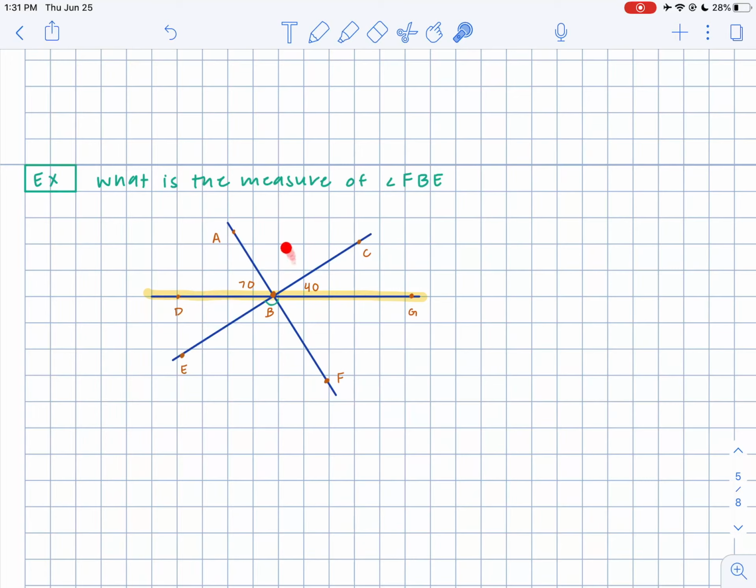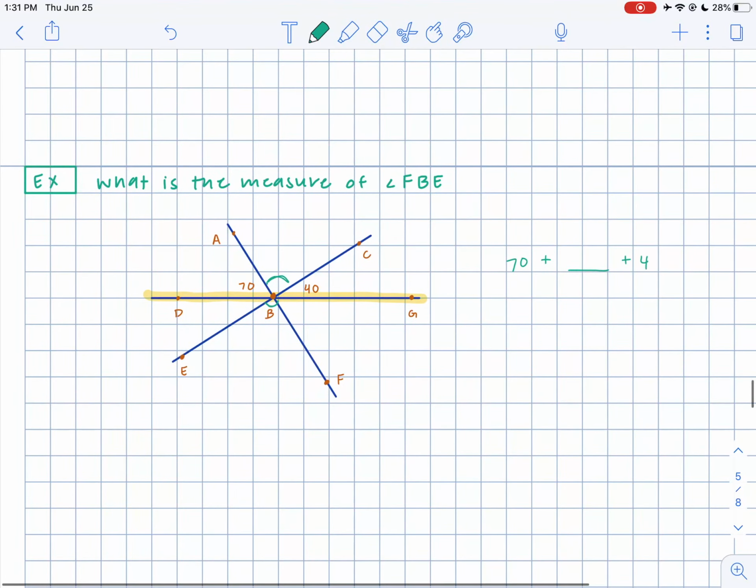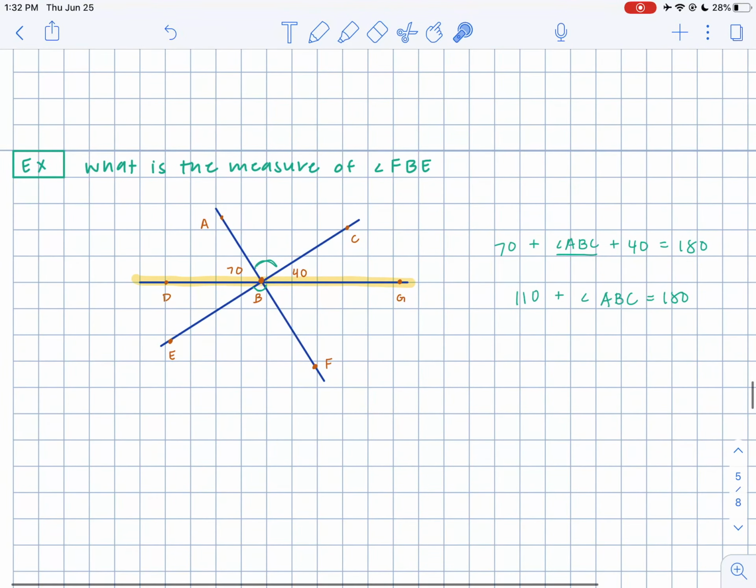So we're saying, okay, now what is this angle? So we know that 70 plus some number, because we don't know this angle, plus 40 should give us 180 because we see a straight line. And now we can just solve 110 plus, well, this angle, we can label it ABC. Angle ABC equals 180.